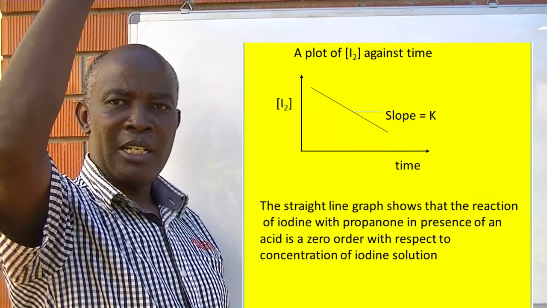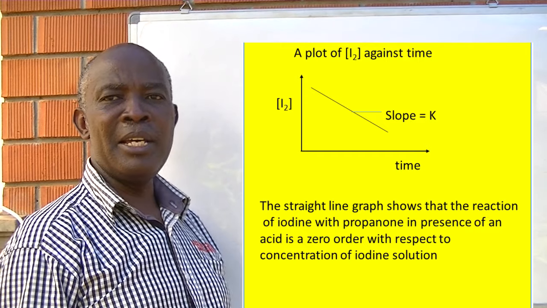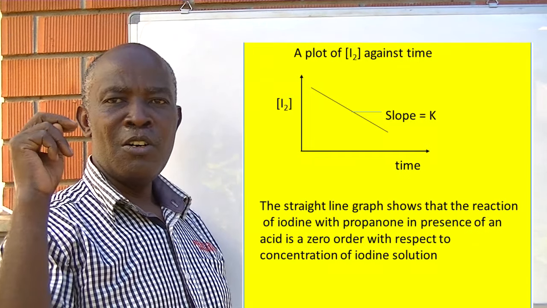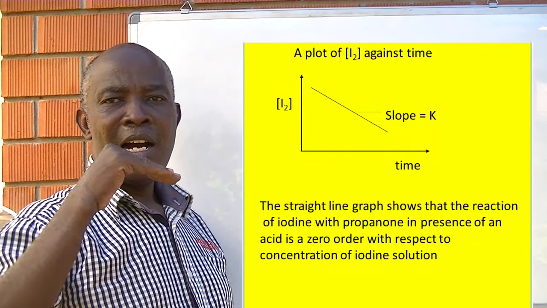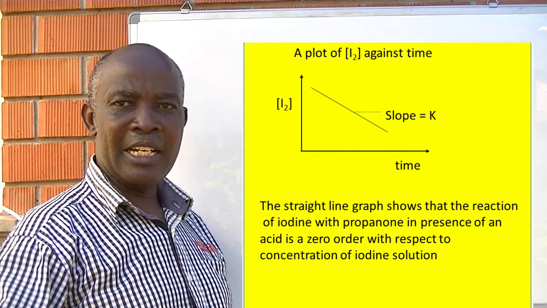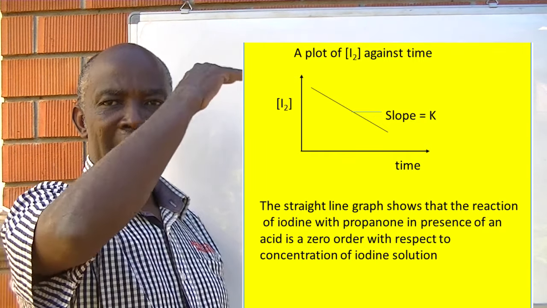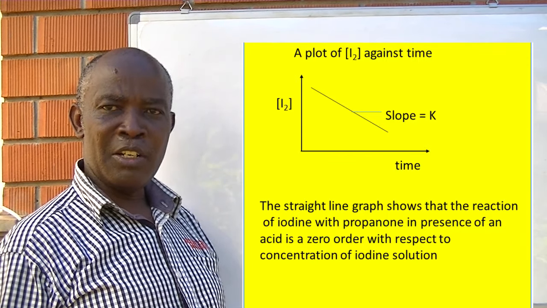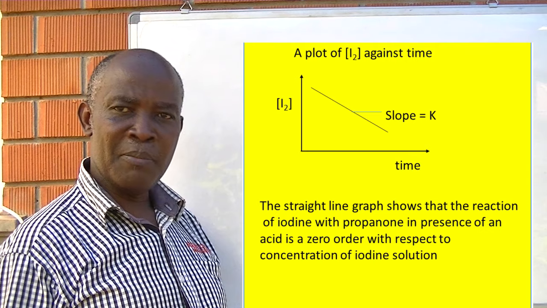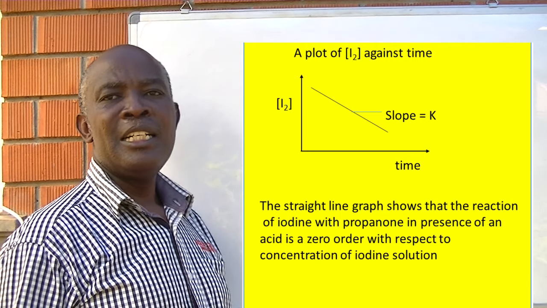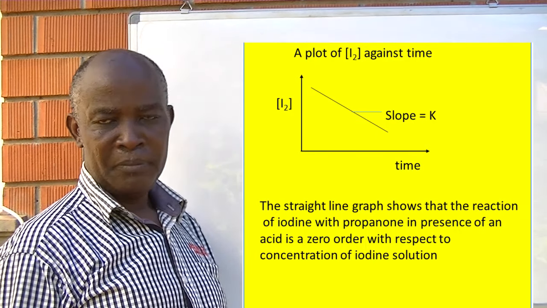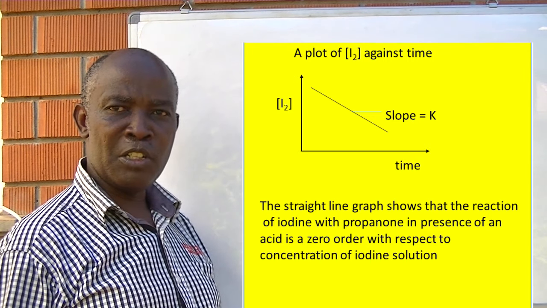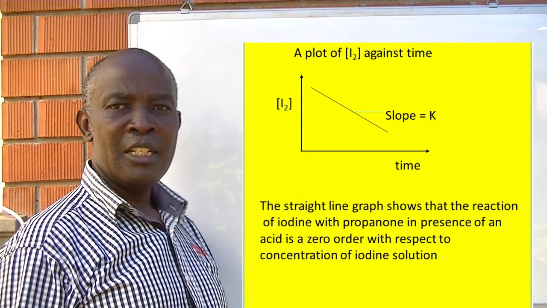Then when you plot the amount of iodine remaining in a given portion of the mixture against the time, we get a straight line, showing that the reaction of iodine with propanol in the presence of an acid is zero order with respect to the concentration of iodine solution.